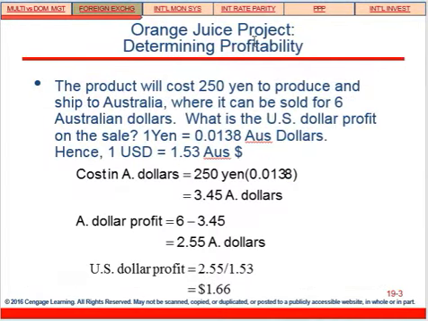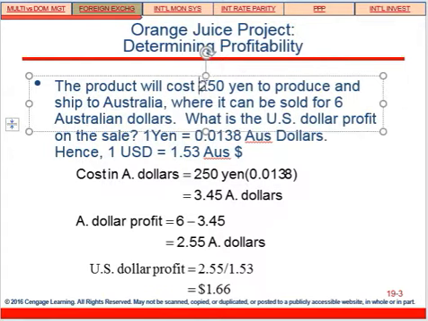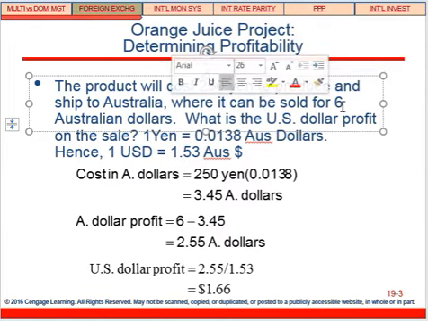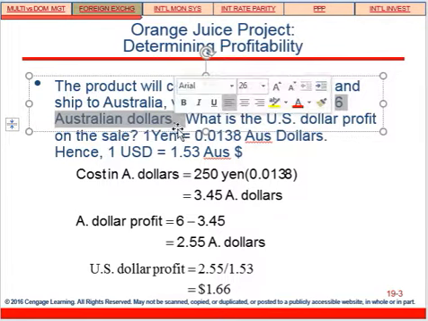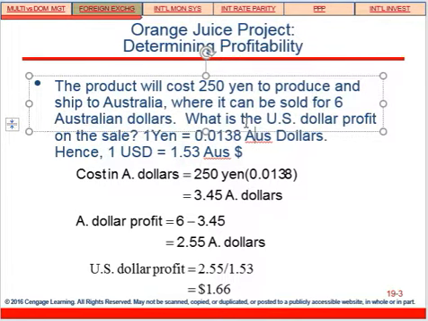Now we are in the other piece. We are introducing a third country into the mix, Australia in this case, and we will assume that we are a multinational firm, US firm. Now we have an operation in Japan, and it will cost us 250 yens to produce and ship it to Australia, and then we can sell it in Australia for 6 Australian dollars. And the question is, what is the US dollar profit on the sale?